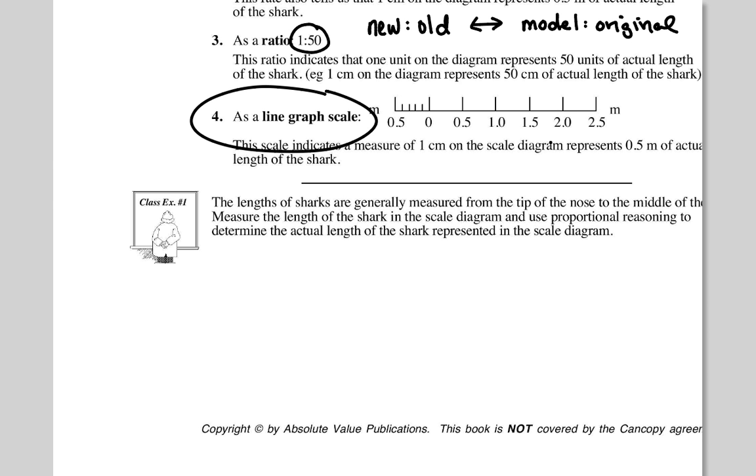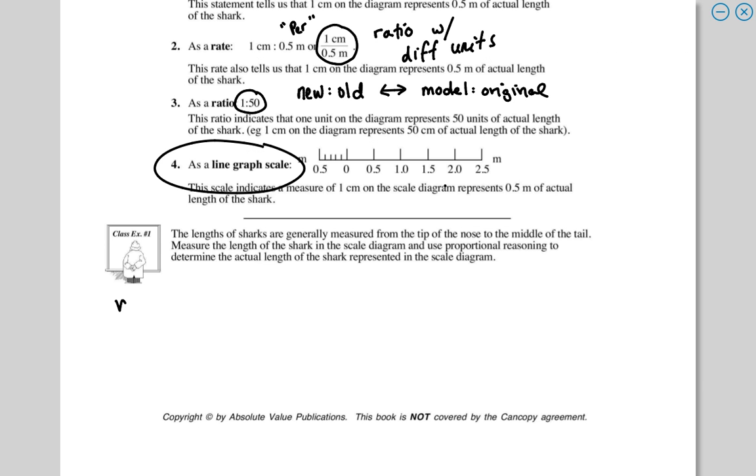So that 9.5 centimeters, is that the model or the actual? Good, it's a model. It's not a real life shark floating around in the water. Okay? So you can jot that down. Model: 9.5 centimeters.